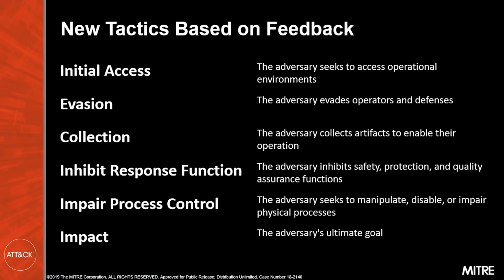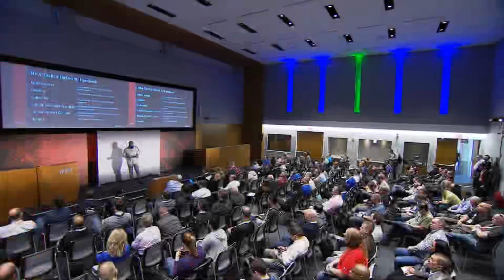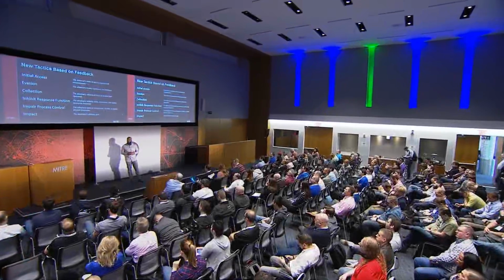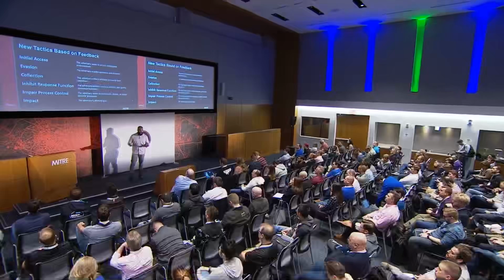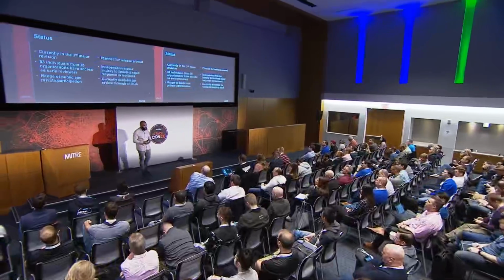Because these are all protection mechanisms that should be in place to stop bad things from happening. And then how adversaries impair process control. So how do they disable or manipulate physical processes to cause some ultimate impact, like loss of control, loss of view, or loss of revenue or productivity. So these are all things that we're considering. We've updated the attack matrix to reflect some of these new tactics, and we've added techniques to address how adversaries are actually accomplishing these goals.